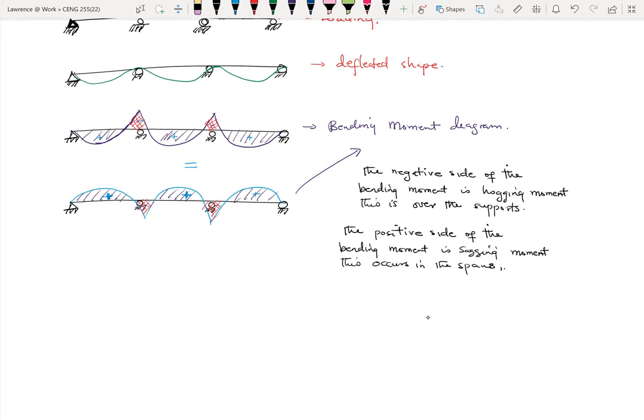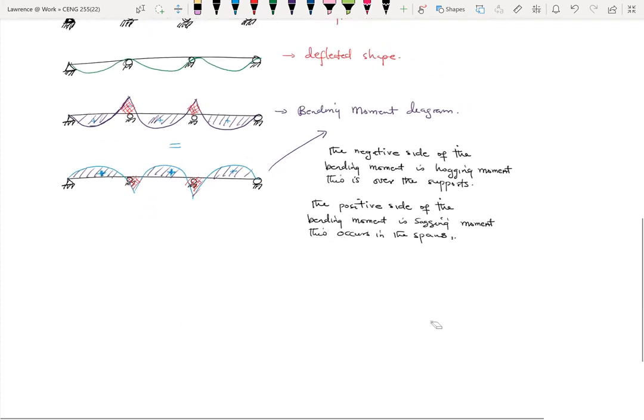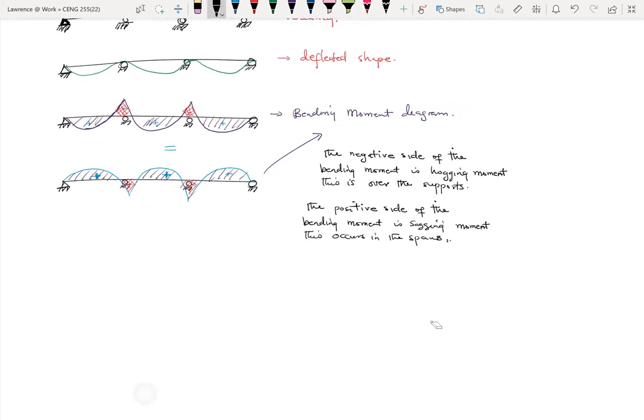So that's something to take note of. Okay. We can also have some different options. Let's say I have a beam. So here, instead of a pin support or roller support at the ends, now I have two fixed supports. The same idea. Your deflected shape will be slightly different.